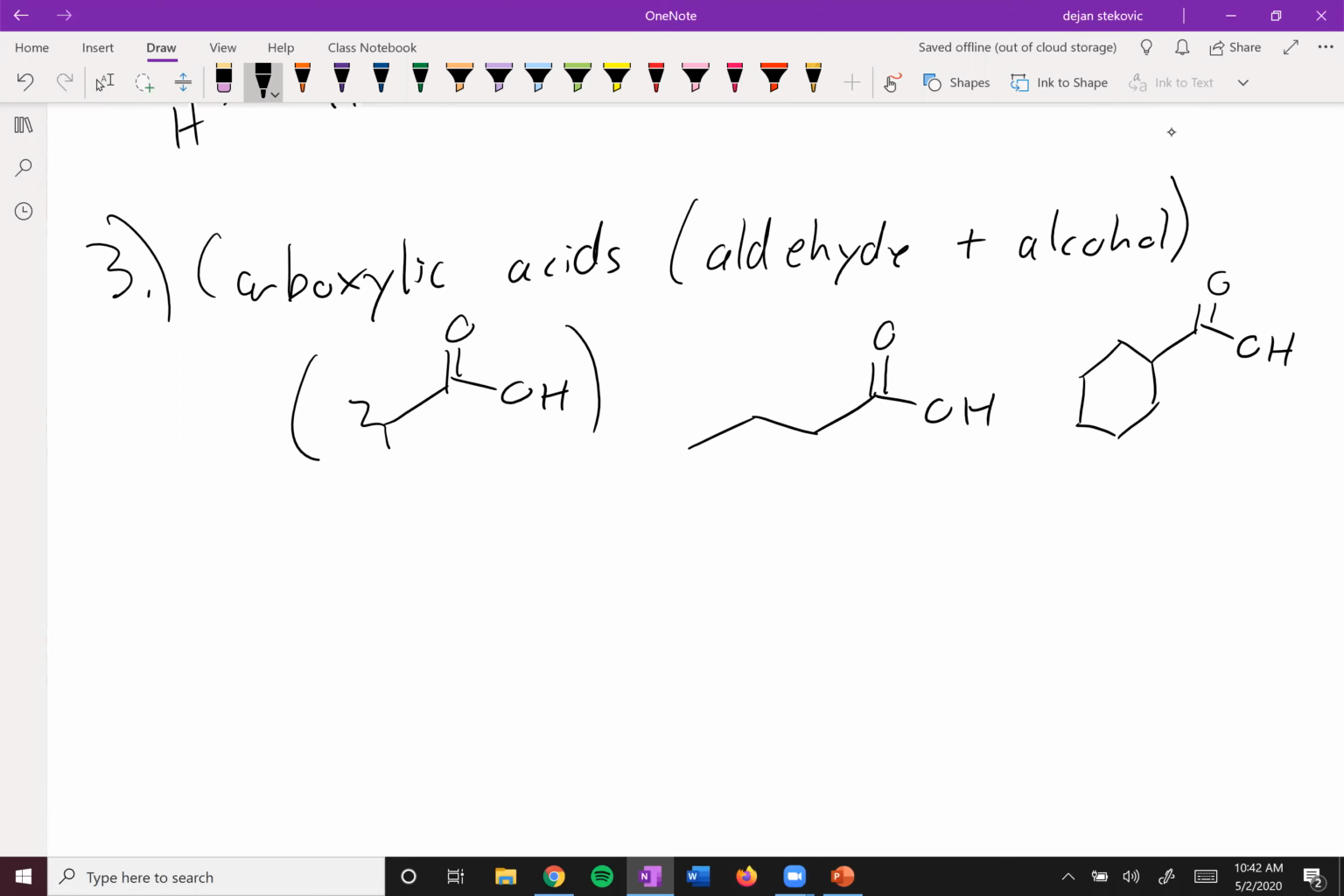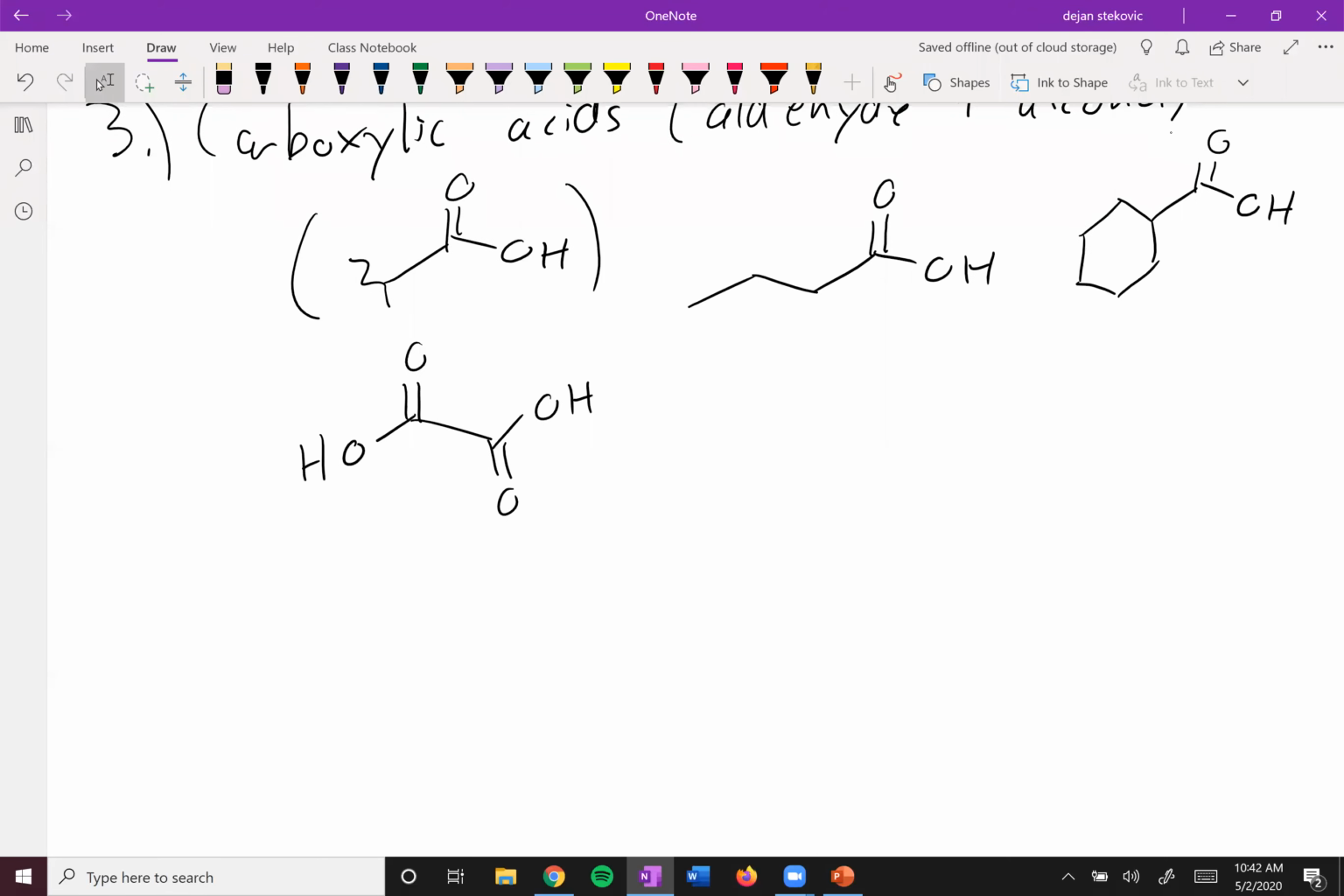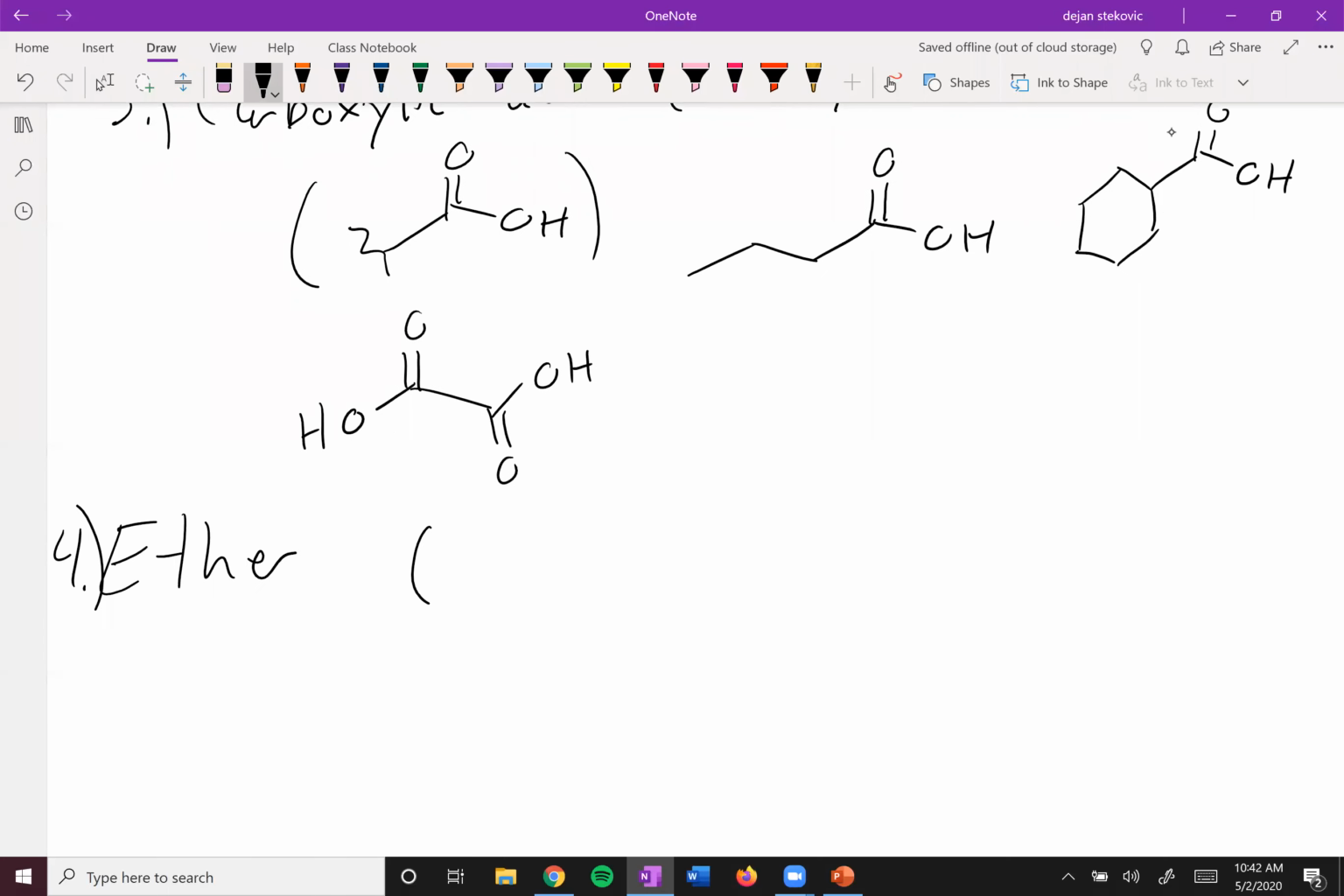One carboxylic acid that we've worked with is oxalic acid, and that looks something like this, right? We've worked with this in lab. So it's two carboxylic acids essentially combined together. Next up, number 4, we have an ether. An ether is a compound where an oxygen is bound to two carbons.